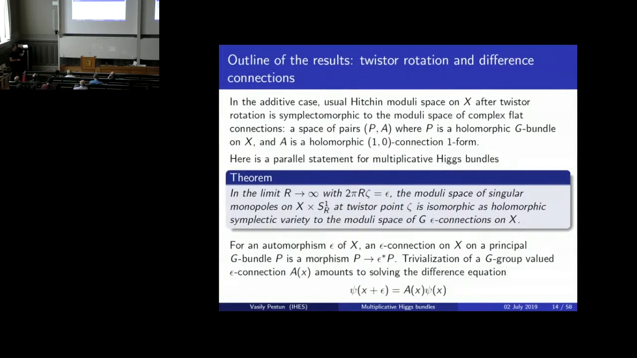So for example, if epsilon is a group which shifts x to x plus epsilon, plus epsilon, plus epsilon, and so on, then the epsilon connection, its trivialization amounts to solving the difference equation, where psi, a section at x plus epsilon, is given by multiplication of the connection by psi. It's a group-valued thing, contrary to the Lie-algebra-valued thing of the usual connection. So we are talking about difference equations like that.